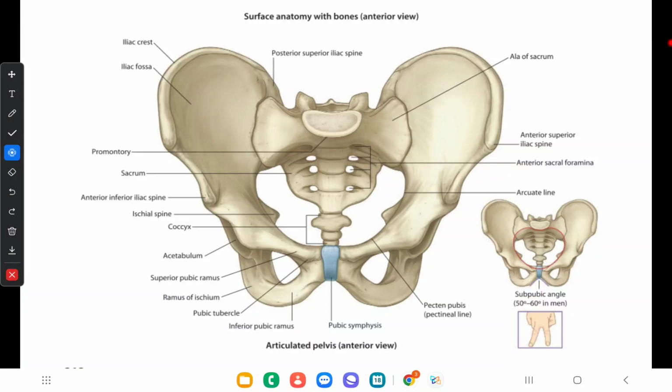Hello everyone. Today we are going to discuss the anatomy of pelvic bones. You can see this is a diagram of pelvic bones and the sacrum. These two pelvic bones and the sacrum are involved in the formation of the pelvic cavity. Here these are the two pelvic bones.